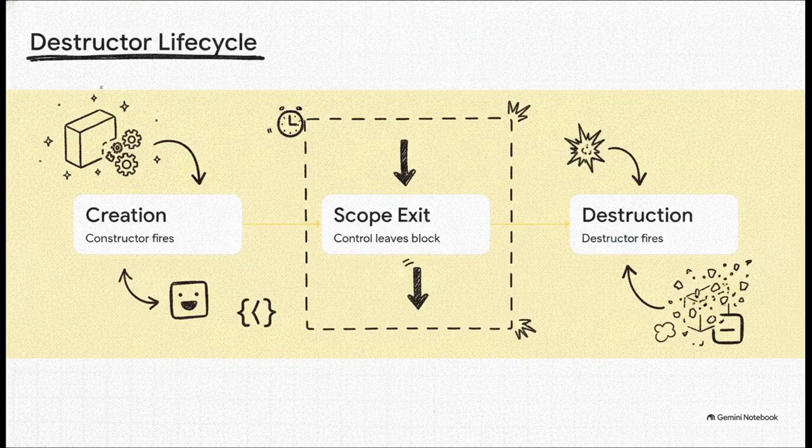Now, what goes up must come down. Just as a constructor brings an object to life, a destructor cleans it up. The lifecycle is super straightforward. The object is created and the constructor fires. Then your program runs and does its thing. Finally, when program control exits the current scope, like when a function finishes running, the object is destroyed and the destructor fires completely automatically. Destructors share the exact same name as the class, just like constructors do, but they have a little tilde symbol right in front of them.